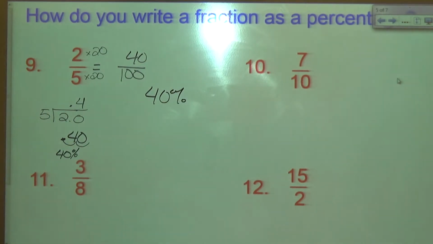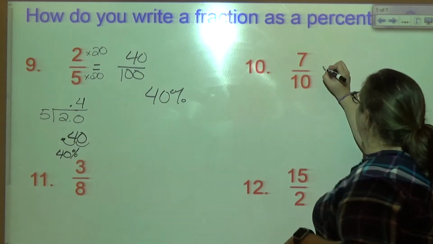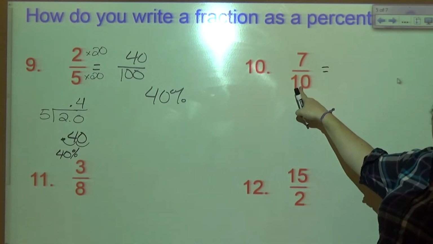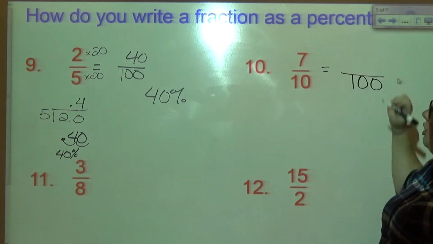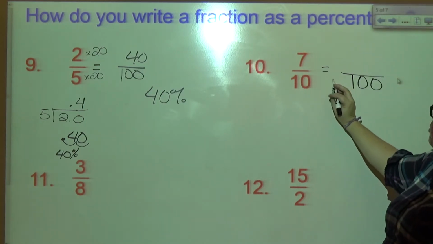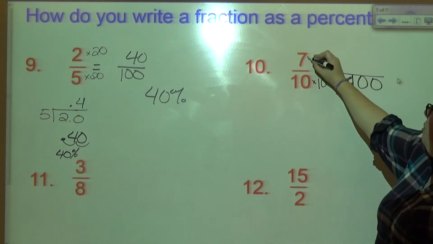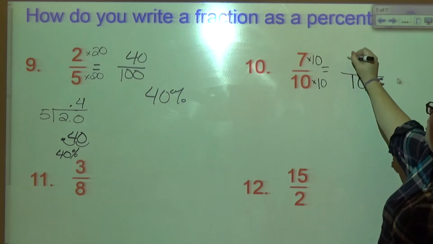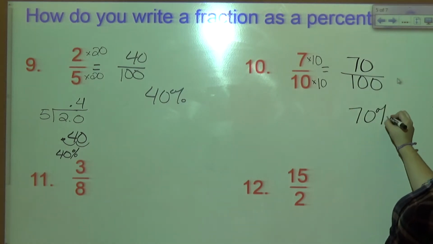This can get tricky though if it doesn't go in evenly. So like number 11 is going to be a little harder. Number 7, I want to turn the bottom of my fraction into 100, so it's a per 100. So how do you turn 10 into 100? Times 10. Whatever we do to the bottom, we do to the top. 70. So my percent is 70%, 70 out of 100.